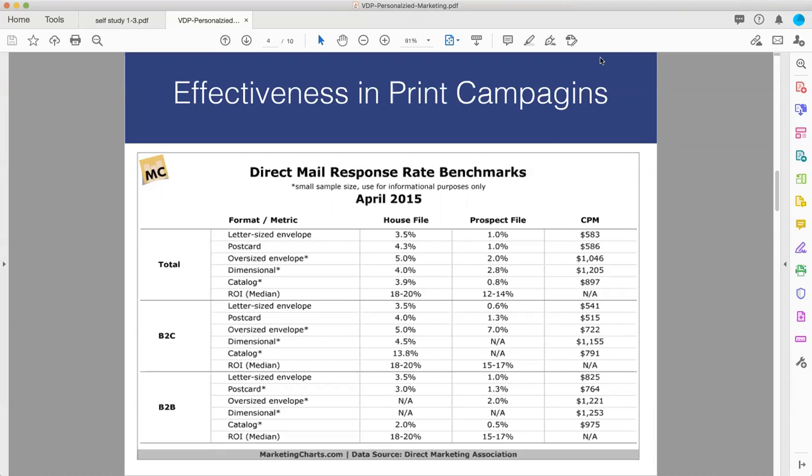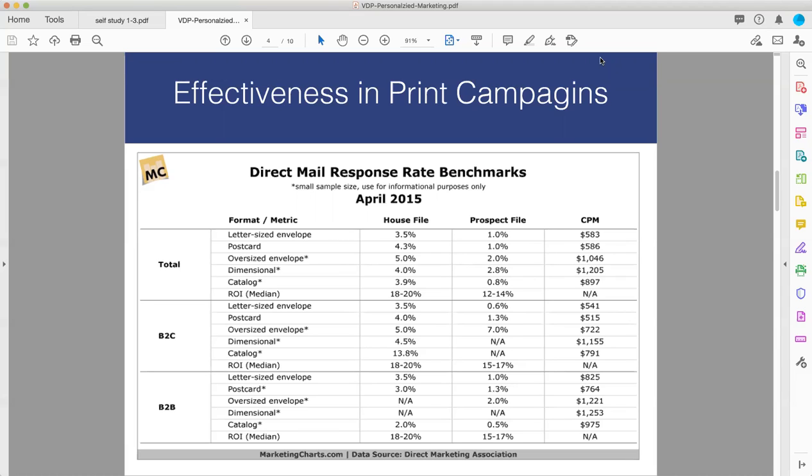The house file and prospect file. The house file is a file of people that are already customers and how they respond. And the prospect file is people who they're trying to turn into customers through personalized marketing. So you can see some things like you actually get a pretty good response out of postcards. Postcards are popular. There's a reason there are so many postcards in this class as projects and so many postcards that you get in the mail. They seem to do a good job, especially for being cheaper to produce and much, much cheaper to mail.